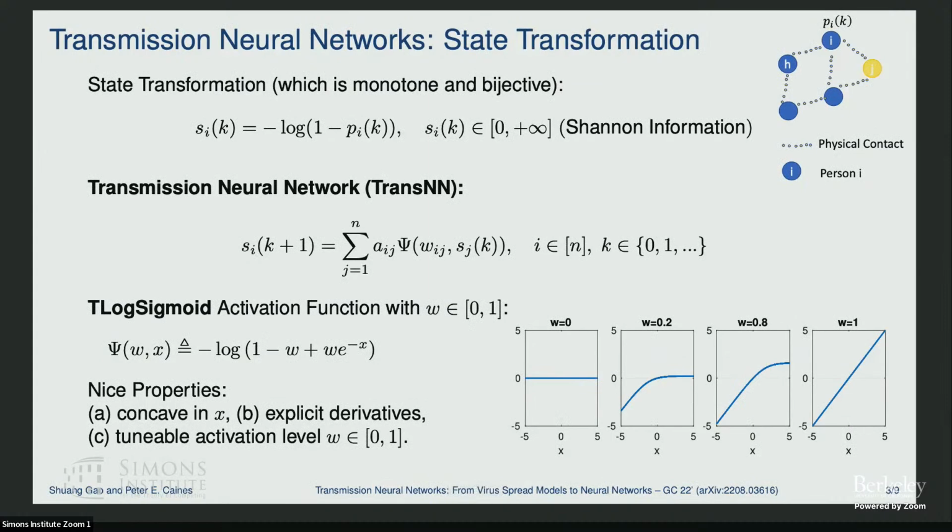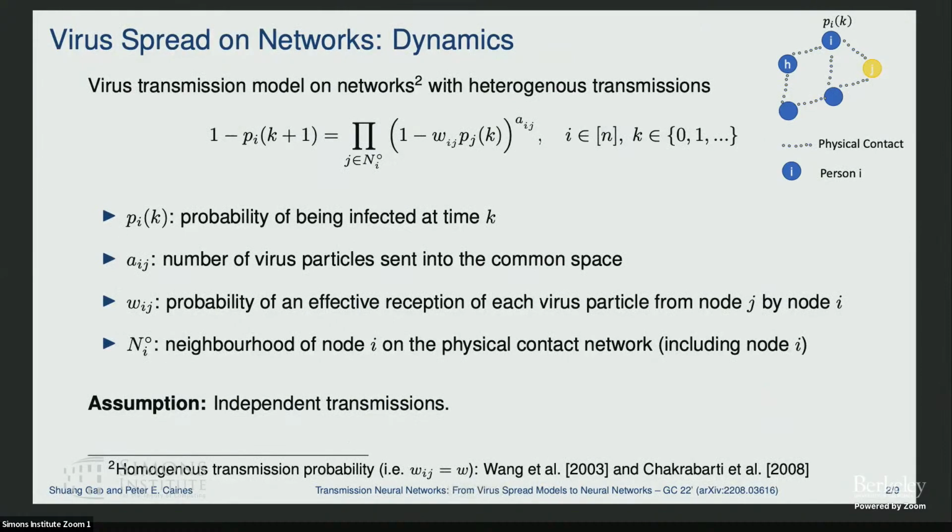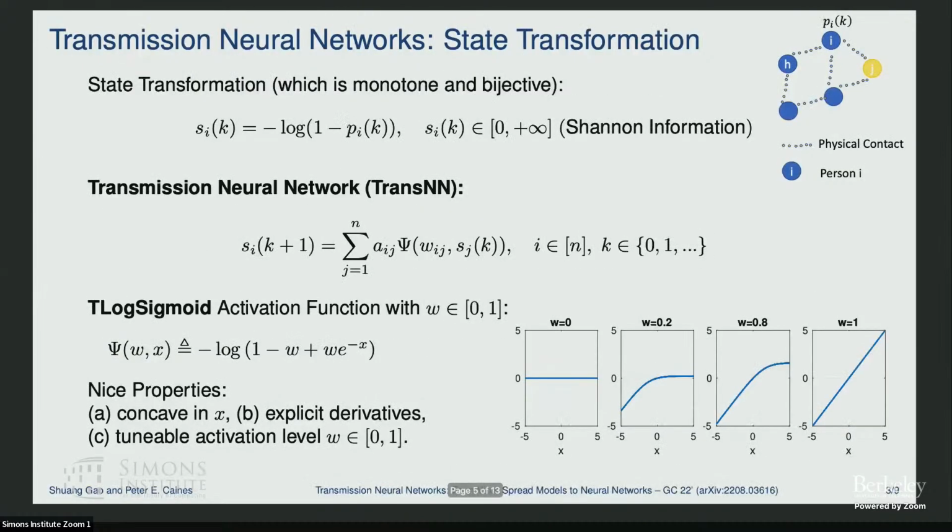To facilitate our analysis, I introduced the state transformation, which is monotone and bijective, where we essentially use a different notation to represent the state of node i by taking the negative log of 1 minus the probability of infection. This is actually the Shannon information of node i being healthy at time k. And then we take log on both sides and take negation on both sides, which then gives us this very nice form, which we call a transmission neural network.